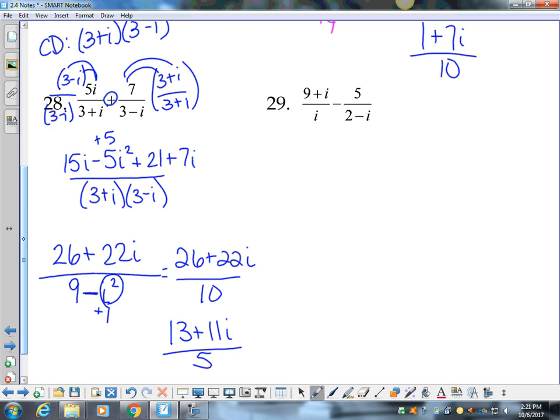Okay, on 29, my common denominator. Now, this i is single, this i is married, so please don't think that this guy just needs a 2, because if you give him a 2, that's going to make him 2i, not 2 minus i. So if he's single and he's married, my common denominator is the single i and the 2 minus i. Well, obviously the first guy has the i, so he needs the 2 minus i.